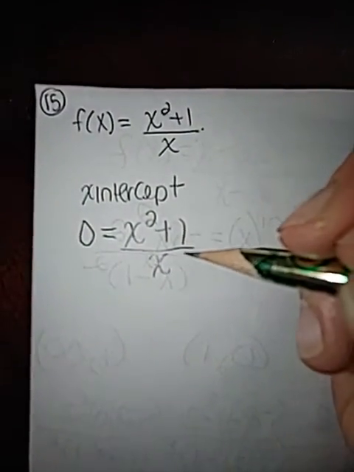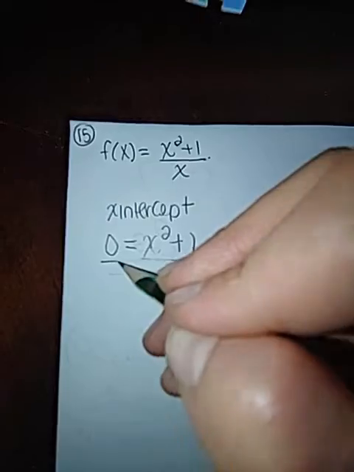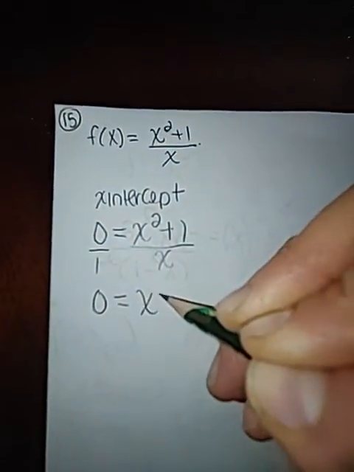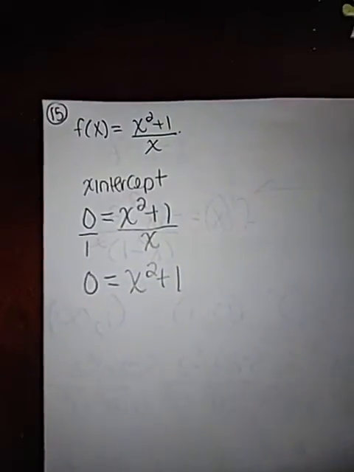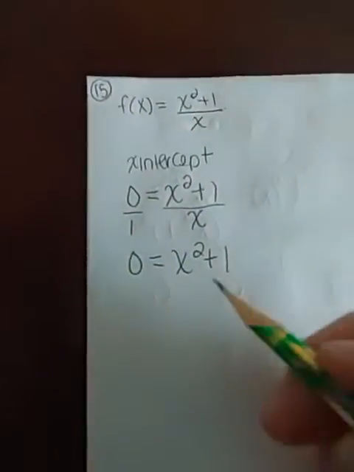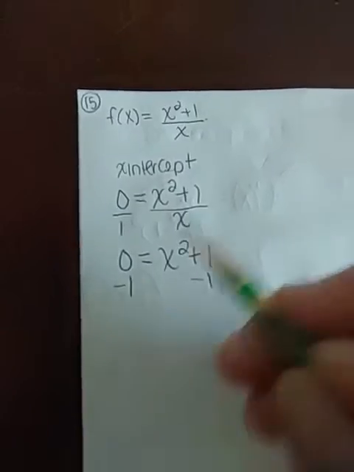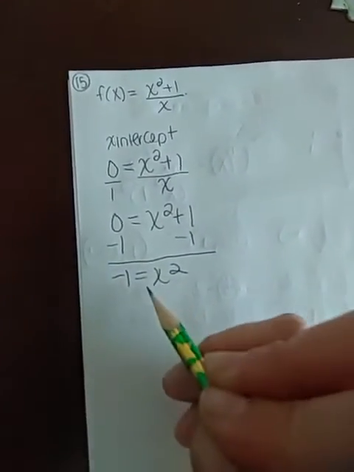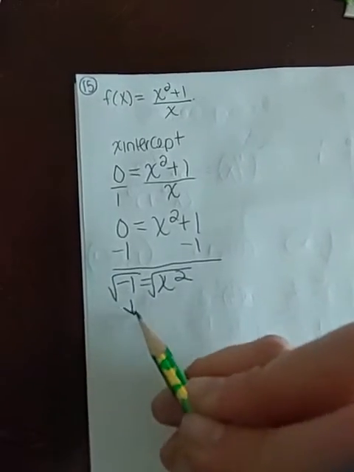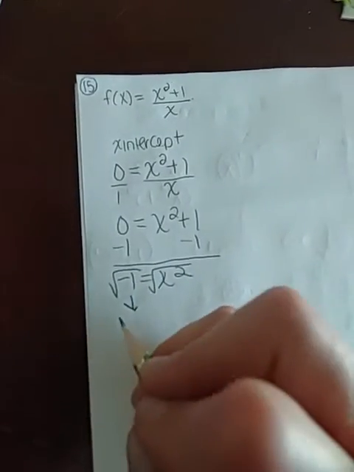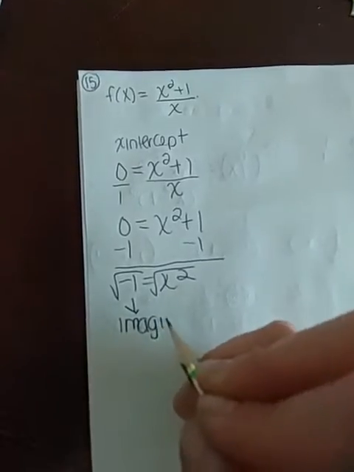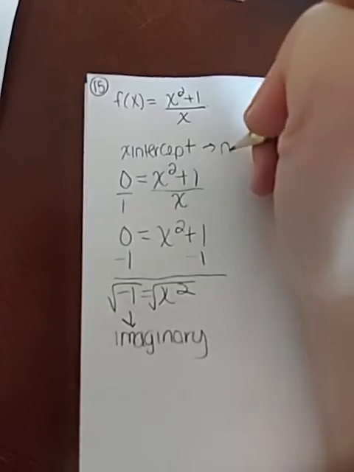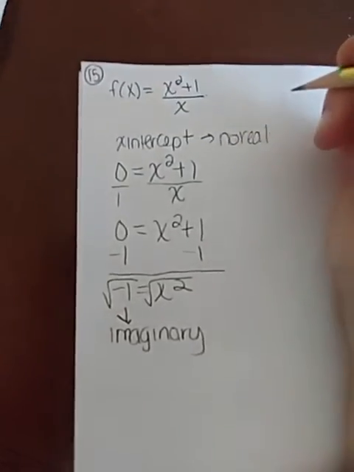When I set y equal to 0, I put 0 over 1, I cross multiply, I get 0 equals x squared plus 1. Now when I solve this, I move over 1. I get negative 1 equals x squared. I take the square root, and when I take the square root of a negative, I have an imaginary answer. So because I get an imaginary answer, that means that there are no real x-intercepts.